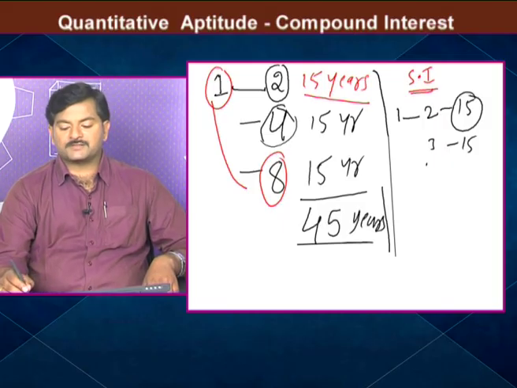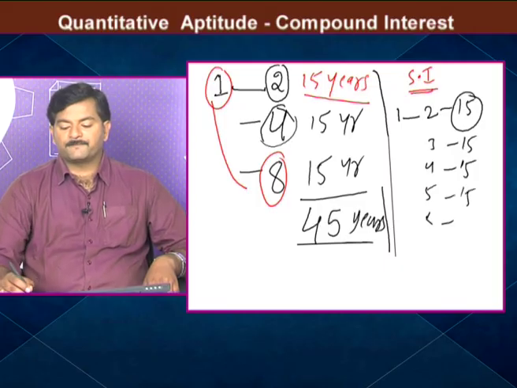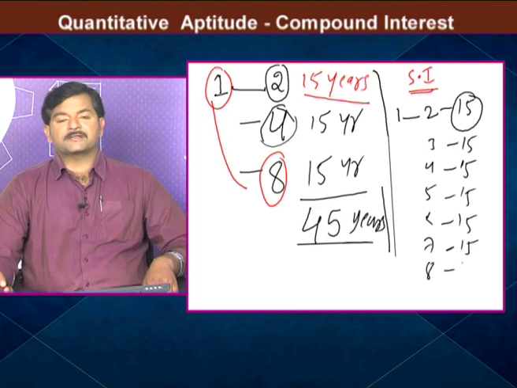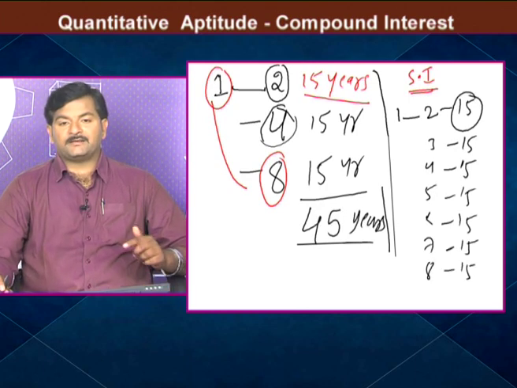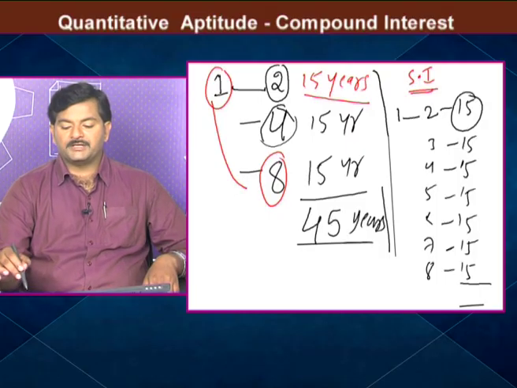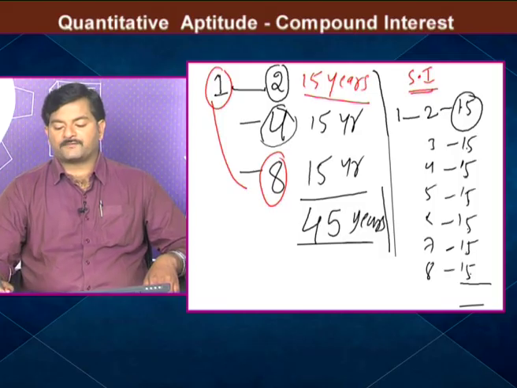So another 15 years, 1 rupee, that's why 4 rupees. So 15 years, 5 rupees, 6 another 15 years, 7 another 15 years, 8 another 15 years. Okay, because here it is simple interest, so interest will not be changed. 1 2 3 4 5 6 7, so 15 sevens are 105 years.